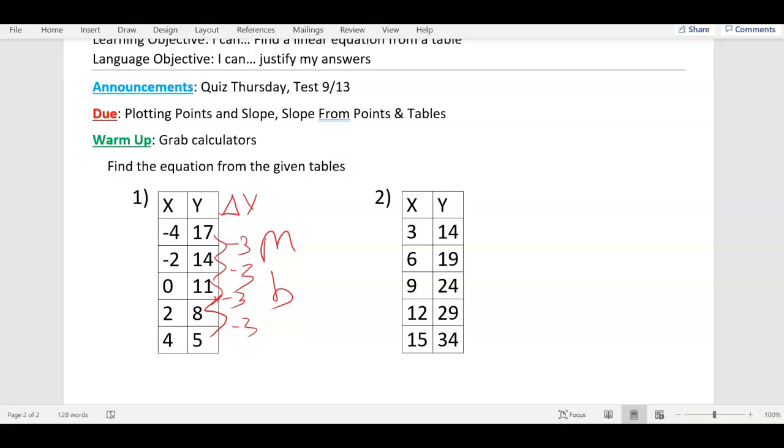Then we need to find the change in X on the left-hand side. So each time, what's happening? Okay, it is adding 2 each time. Up 2, up 2, up 2.